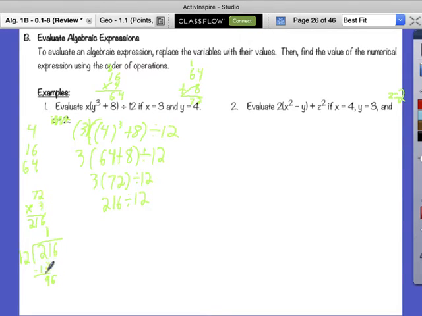Okay? And if you're struggling with that 21 minus 12, don't be afraid to write it out. Okay, you have to borrow. 11 minus 2 is 9. And 1 minus 1 is 0. Okay? So now 12 into 96.